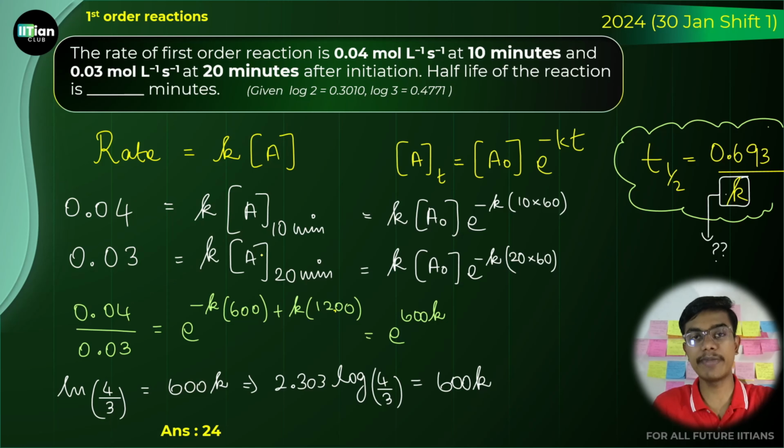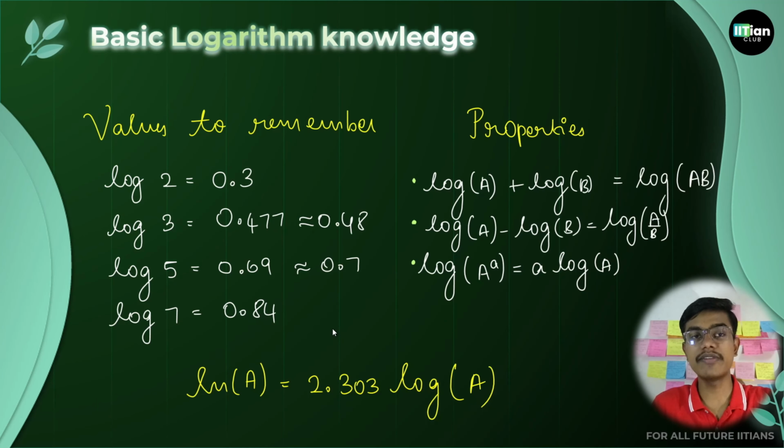You should know those basic log properties actually. Then when you do these operations, you will finally get the expression of k. After you know the value of k, you can substitute it into the expression of t half and you can easily get the value of t half. Hope you will be able to do this. Make sure that you do this and get the final answer as 24. Most of the students will be facing trouble in the logarithmic part.